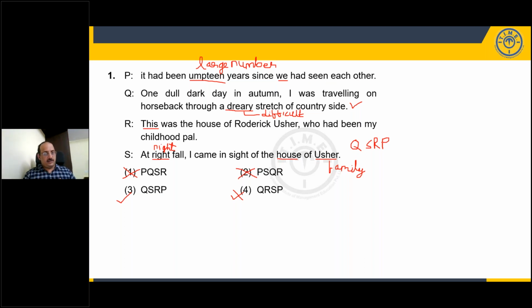Let's just read it once. After you mark your answer, just read the order once to see if it sounds correct. One dull dark day in autumn, I was traveling on horseback through a dreary stretch of countryside. At nightfall, I came in sight of the house of Usher. This was the house of Roderick Usher, who had been my childhood pal. It had been umpteen years since we had last seen each other. So QSRP, option number 3, became my answer. Now this is clear how we work this out, guys.